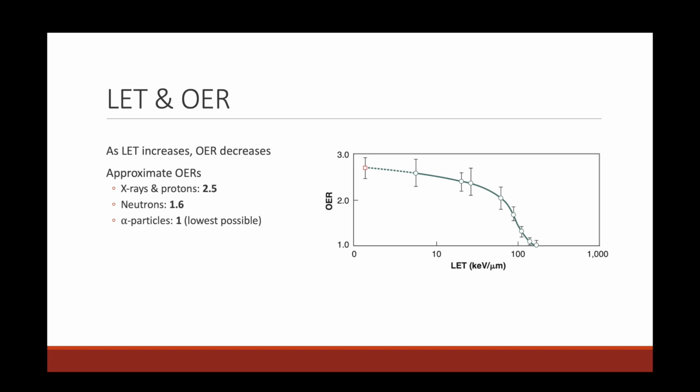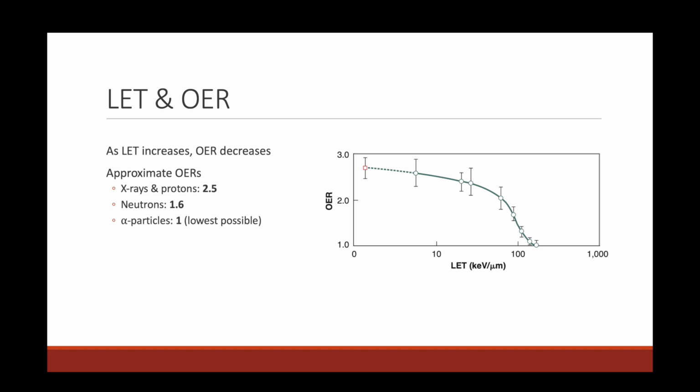Now, what happens to OER as LET increases? Well, let's think about it. We started by talking about sparsely versus intermediately versus densely ionizing radiations, right? X-rays, gamma rays, protons, these are sparsely ionizing. Neutrons are intermediately ionizing, and alpha particles are densely ionizing. We know that as we move to more densely ionizing radiations, the LET increases, right? Because we know that alpha particles have a higher LET than neutrons, and neutrons have a higher LET than X-rays and gamma rays. And then we also know that the OER was highest for our sparsely ionizing radiation because oxygen has the most help to give for the type of radiation that's probably the least effective.